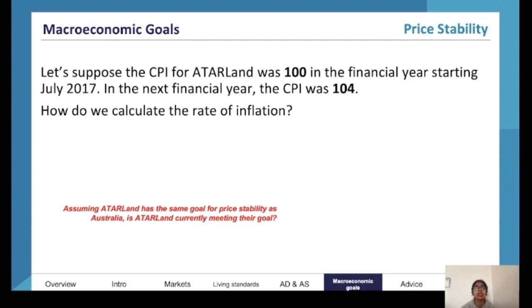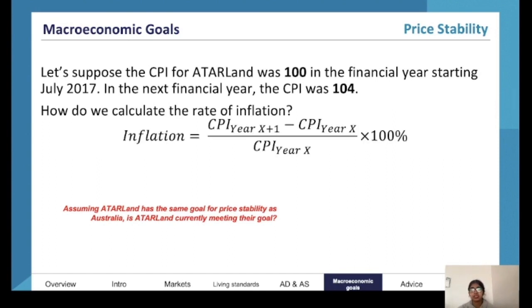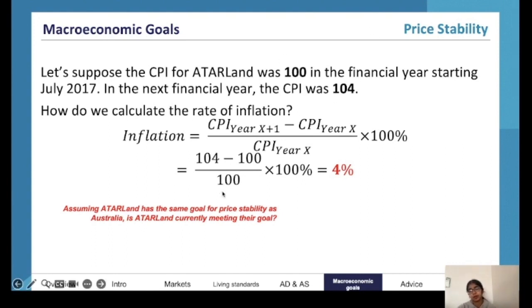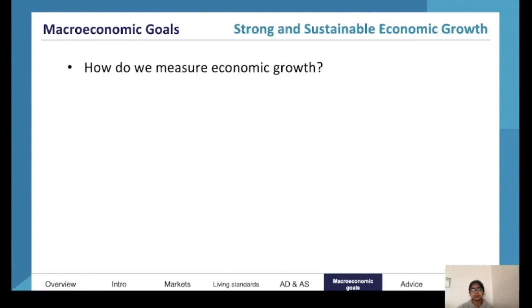Okay. Next, let's do an example. Let's say the CPI is 100, and then in the next year it's 104. What is the final rate of inflation? Literally new minus old, divided by old. That's it. So new is 104 minus old, 100, divided by old, 100. That's 4%. So the maths in Echo is pretty straightforward.